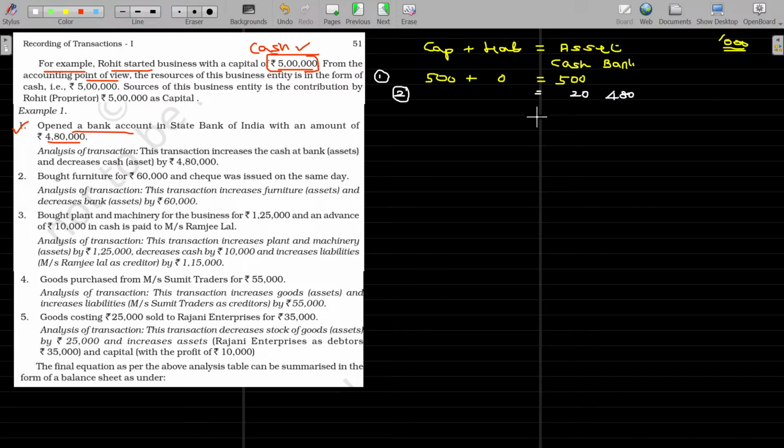So on the asset side, one asset is decreasing, another asset is increasing. On the liability side, we don't have any adjustments. I will just write as it is. So capital being 500, liability being 0. It gets closed. 500 plus 0 is equal to 20 plus 480.